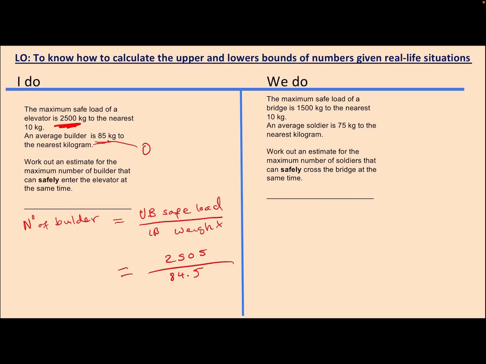so now we're going to use a calculator to work this out, and we find out that the maximum number that can safely enter is going to be 29.6, and I'm going to round down to 29. So that's the maximum number that can safely enter. Okay, any more than that is not safe, so we have to round down to 29. So 29 builders. So I want you to have a go at the we do question.